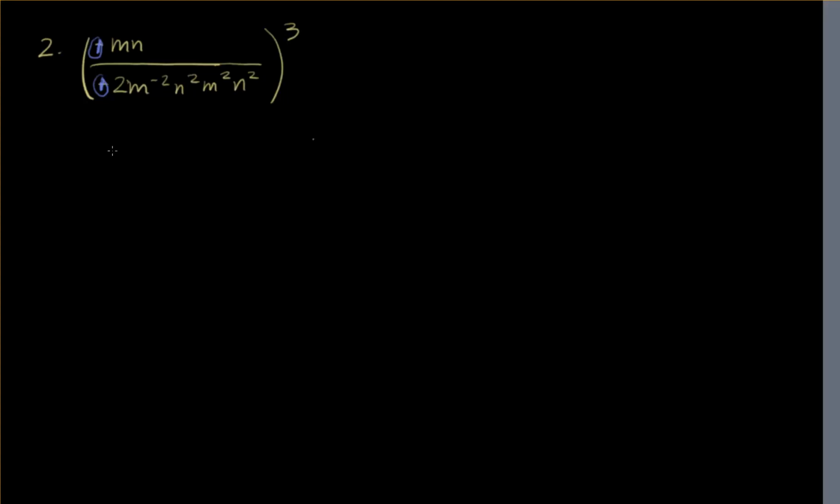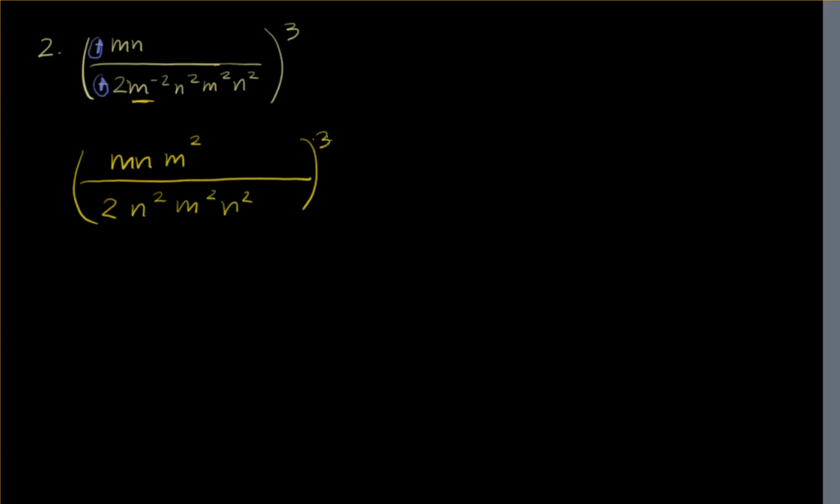Okay, so let's start moving the negative exponents. On top, in the numerator, we have an m and an n that does not move. And then in the denominator, we have a 2 that's not going to move, but that m to the negative 2, that's going to move to the numerator, become m to the second. And then we have an n to the second, m to the second, and an n to the second, and all of this to the third.